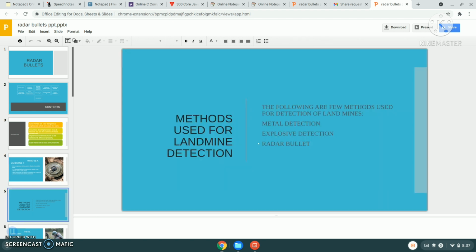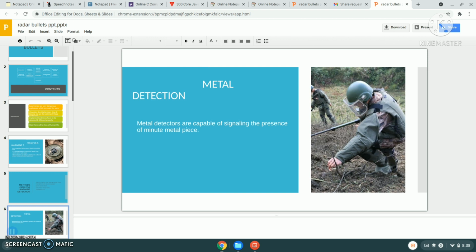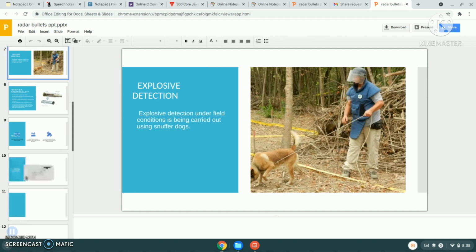Methods used for landmine detection: metal detection, explosive or biological detection, and radar bullet. A metal detector is used to detect metal pieces, that is metal landmines. In explosive or biological detection, dogs and rats are used to detect the landmines because their nose acts as a sensor to detect the target. Here the target is nothing but the landmine. But these two methods need a human to operate them, which is dangerous for human and animal life. So we are using radar bullet.